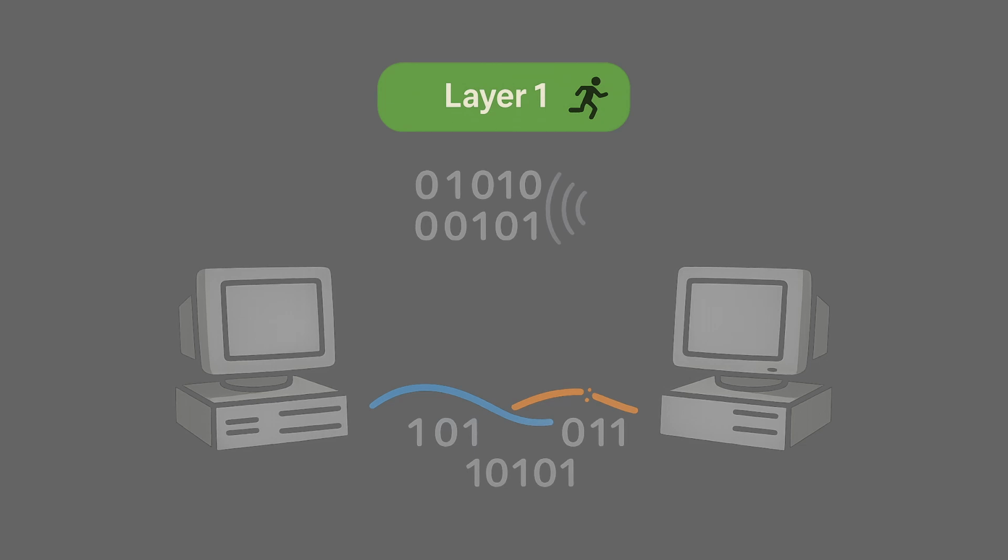So when your message leaves your device, it's converted into electrical pulses or light waves that travel through wires, or into radio signals that travel through the air for Wi-Fi or mobile data. This is the foundation. Without it, no communication would happen at all.